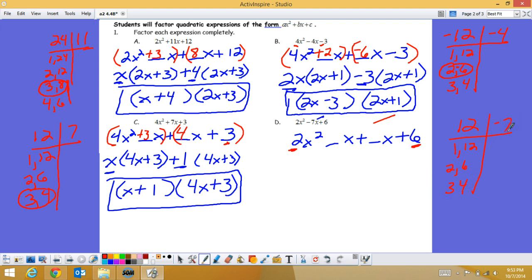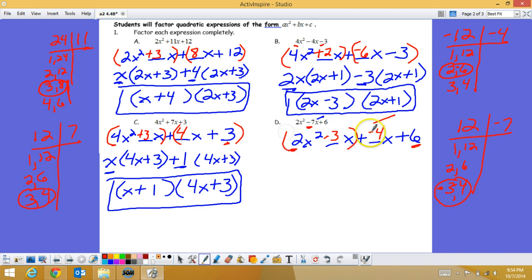And we want them to add up to the middle value, which is negative 7. The only ones that we can manipulate to get negative 7 are the 3 and the 4. And that only happens if they're both negative. So we want negative 3 and negative 4.